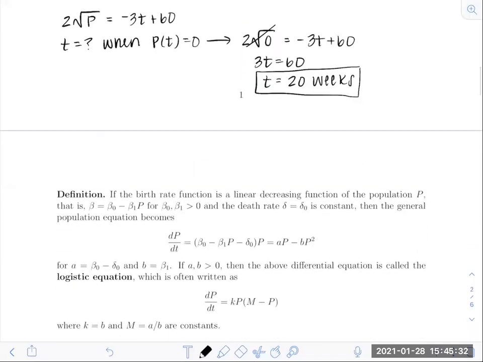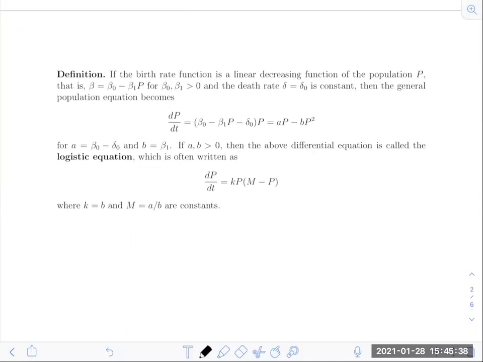All right, so again, this is just an application of the general population equation. We're going to introduce one more population equation known as the logistic equation. So we have a definition here on page 2. It says if the birth rate function is a linear decreasing function of the population P, that is, you can express it in this format here, beta naught minus beta 1 P, for some beta 1 and beta naught positive, and if the death rate is constant, then the general population equation becomes precisely this.